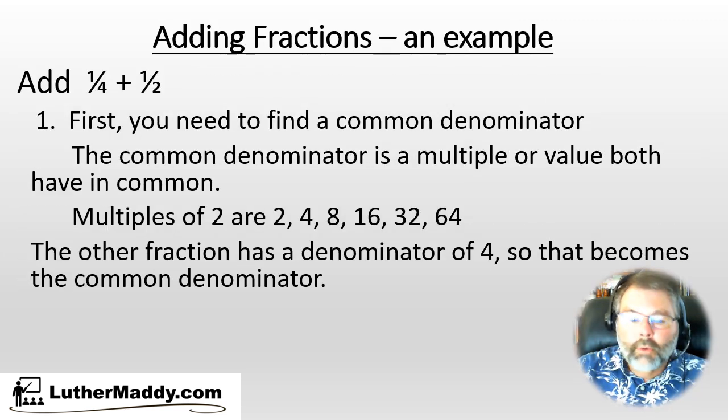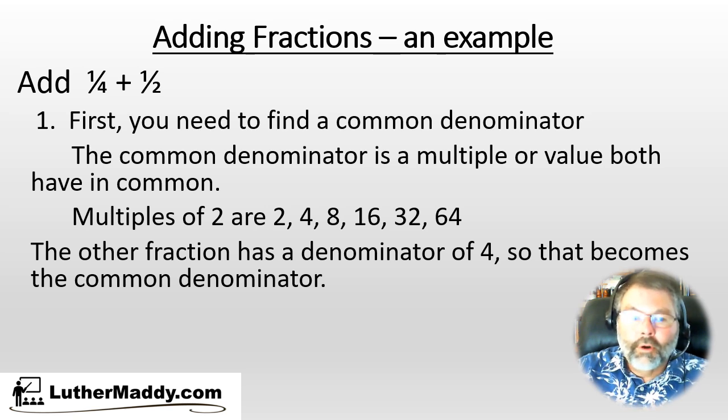Okay, let's start with a really simple example. We're going to add 1/4 to 1/2. Now, the first thing we have to do is find a common denominator because they're not the same. 2 and 4 are not the same. So we look for something that are multiples of 2 that are also multiples of 4. So multiples of 2 are 2, 4, 8, 16. Well, guess what? We hit the number right there with 4. So in this case, the 4 can actually be a common denominator.